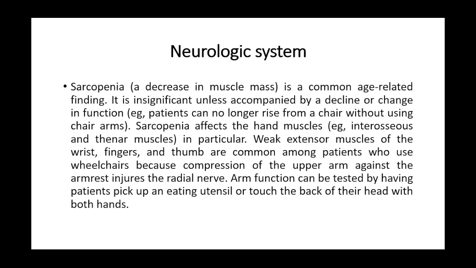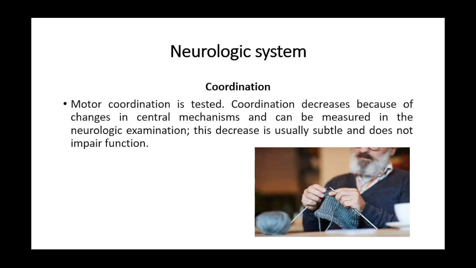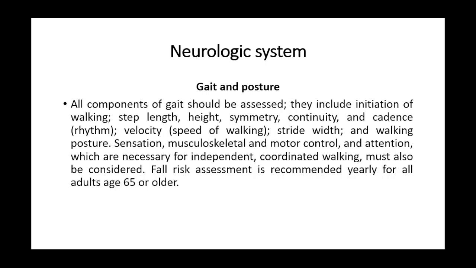Arm function can be tested by having patients pick up and use an eating utensil or touch the back of their head with both hands. Motor coordination is tested. Coordination decreases because of changes in central mechanisms and can be measured in the neurological examination. The decrease is usually subtle and does not impair function.